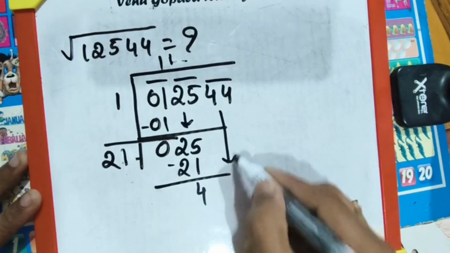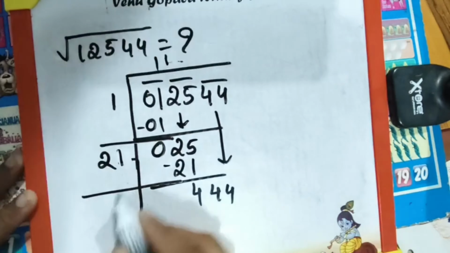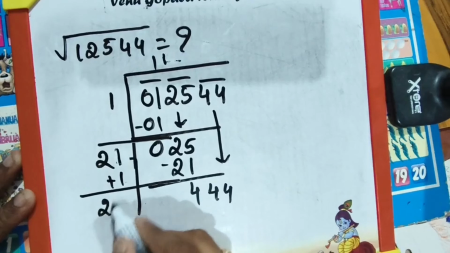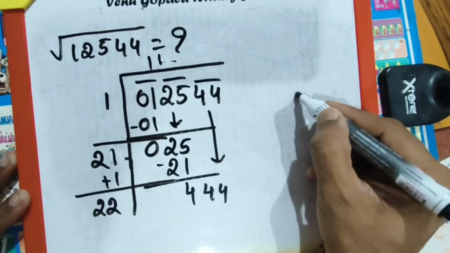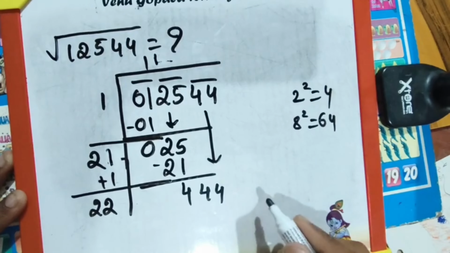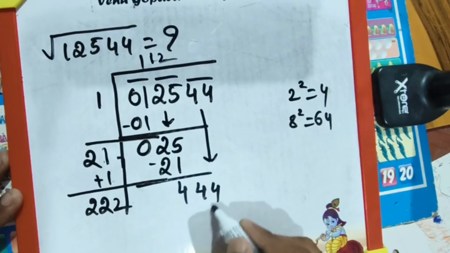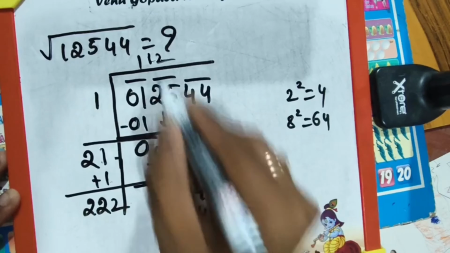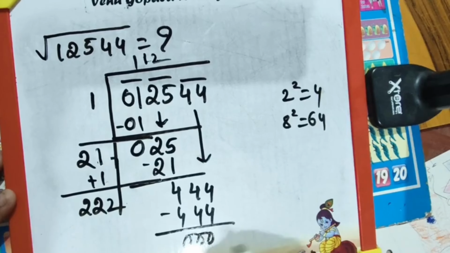Carry this again 44. 444. Add this 21 plus 1. 22. I want unit digit 4. Who is giving you unit digit 4? 2 square is 4. 8 square is 64. Let us try by 2 now. 2 2s are 4. Again 2 2s are 4. Again 2 2s are 4. 444 minus 444 is giving you the remainder 0.